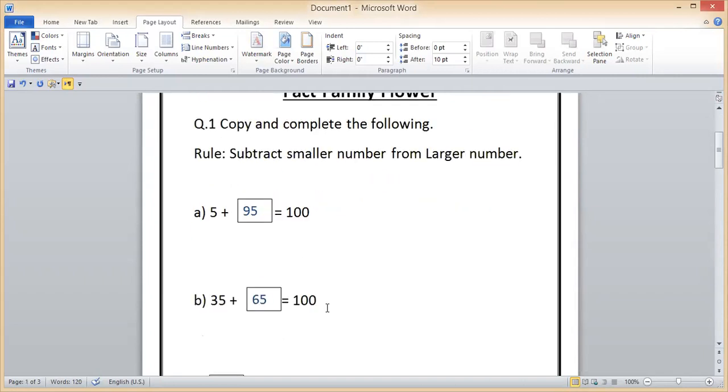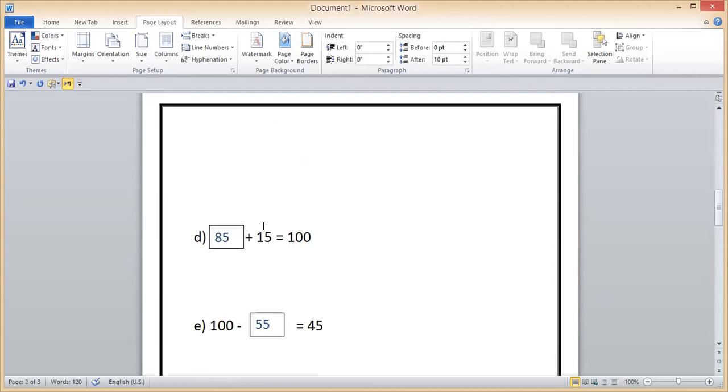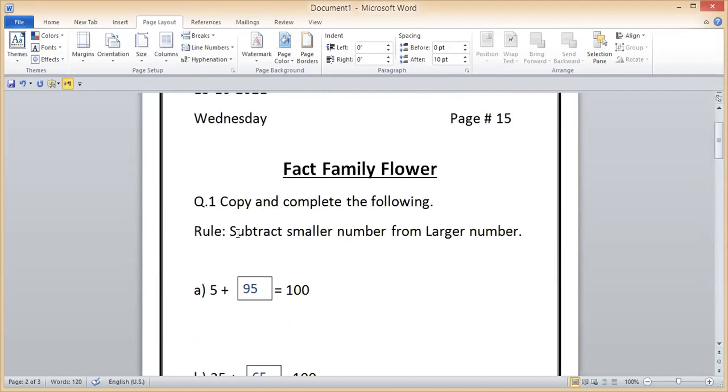Question number 1, 5 plus what will give 100? 5 plus 95 will give us 100. Question number 2, 35 plus what will give 100? 35 plus 65 gives 100. Okay, and 20 plus 80 is 100. 85 plus 15 is 100. 100 minus 55 is 45. 100 minus 35 is 65. For all these questions, you have to use a simple rule. Always subtract the smaller number from the larger number in order to find the missing number.